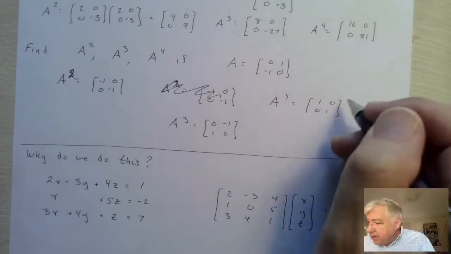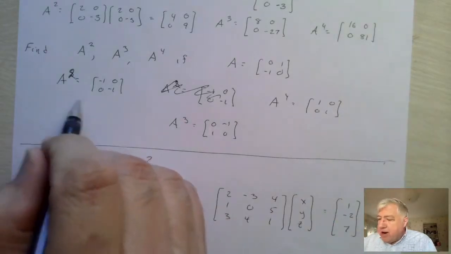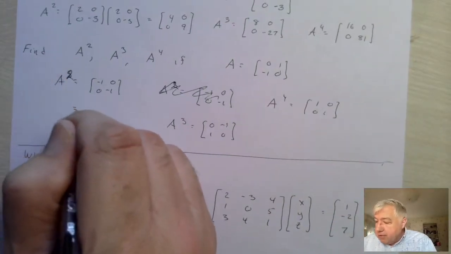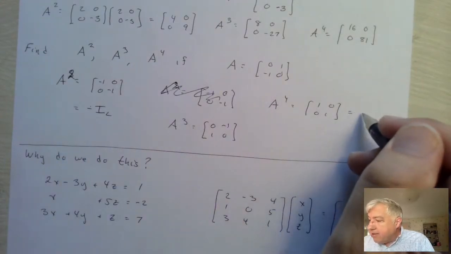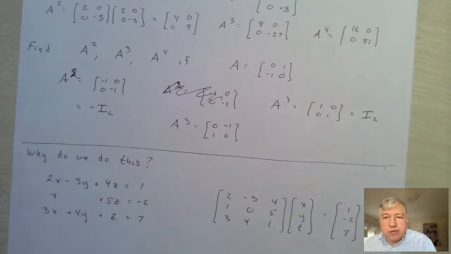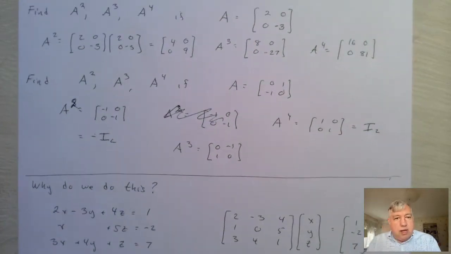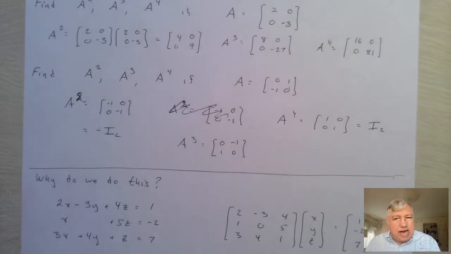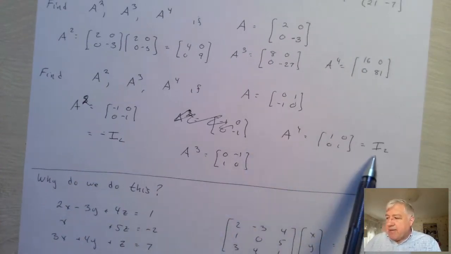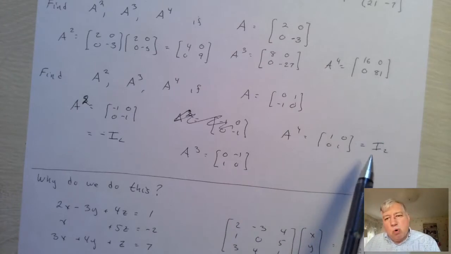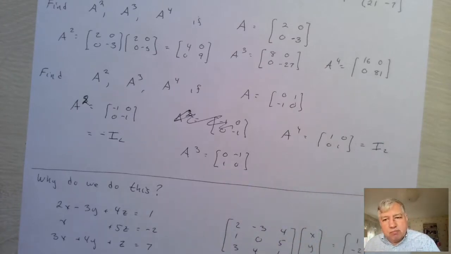So in this case, we see that A squared is equal to the opposite of the identity matrix, I2. And A to the fourth is precisely equal to the identity matrix. We're going to see later on that this matrix A is kind of like the analog of the square root of -1, where it doesn't make any sense to say that this is equal to 1, but it's 1 in the sense that it's the multiplicative identity.